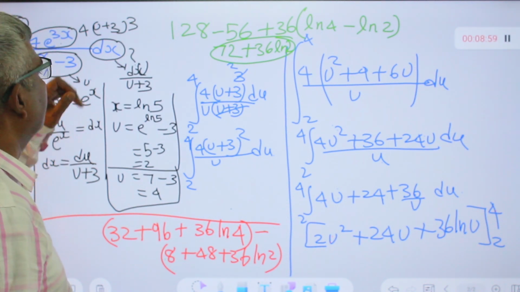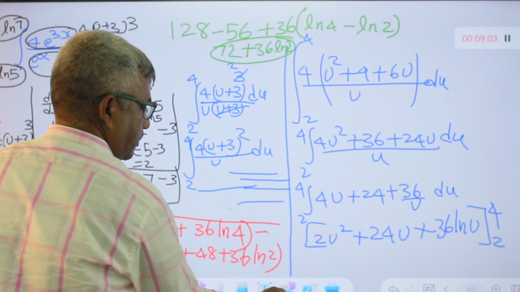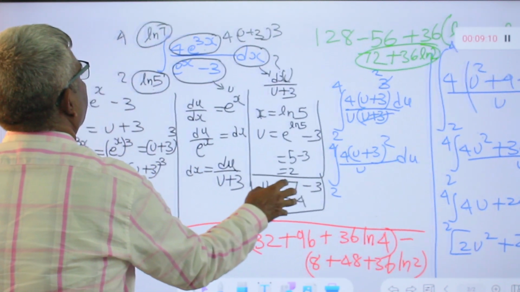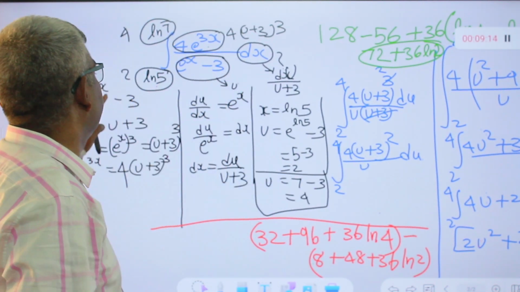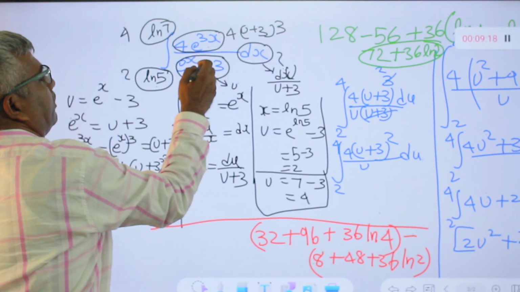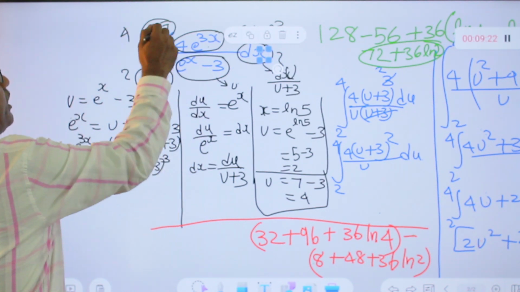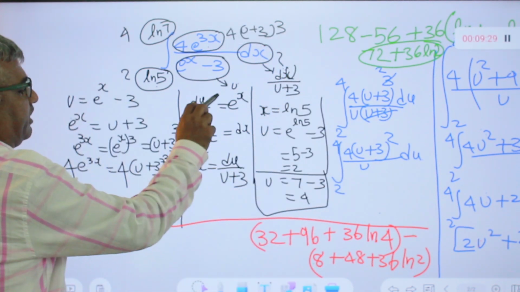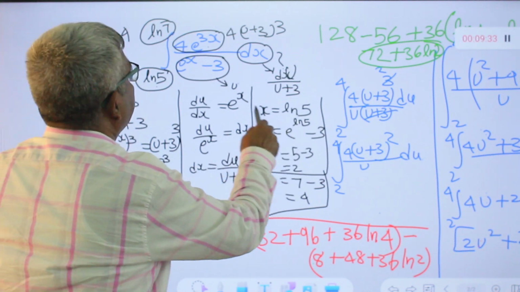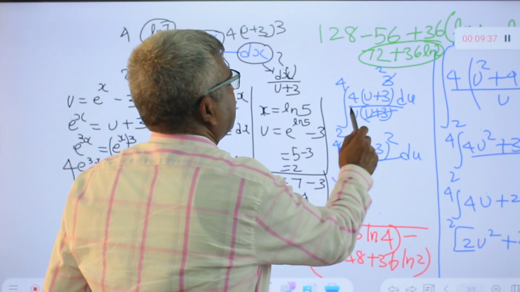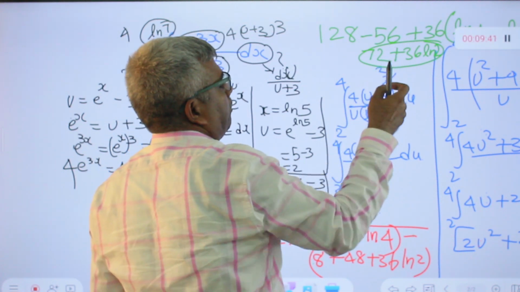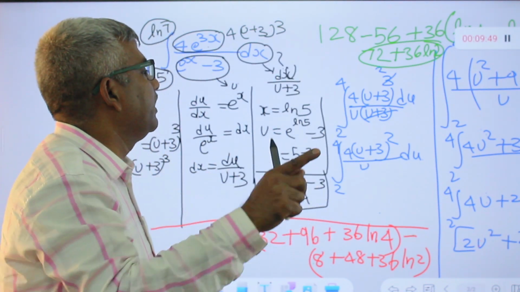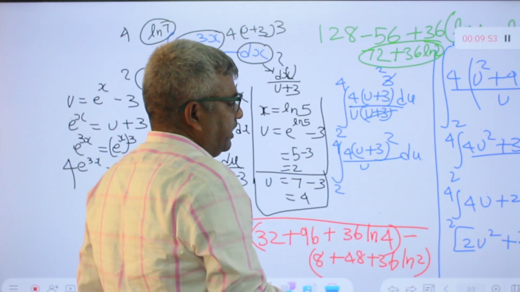First, what we did: they have given e power x minus 3 equal to u. So everything here, denominator, numerator, dx, lower limit, upper limit, we are changing to the u format. Then substituting, then limits have to be changed, then we try to simplify. People may make a mistake: in place of dx, they will put simply du, then the answer will be wrong.